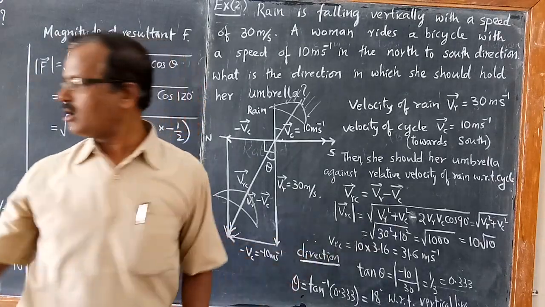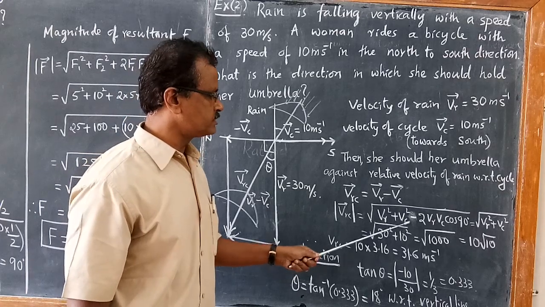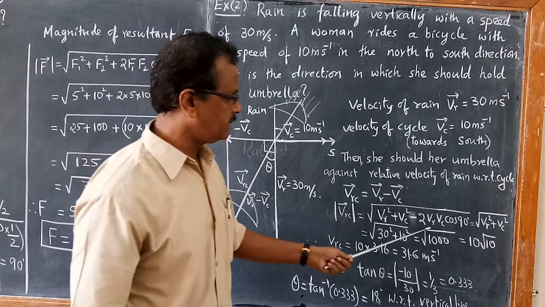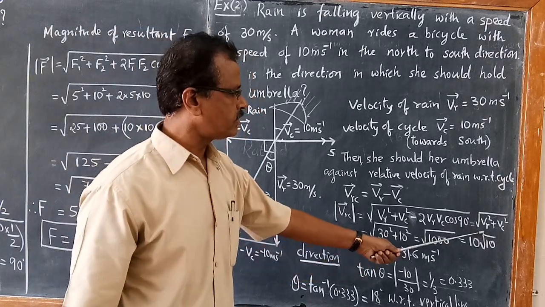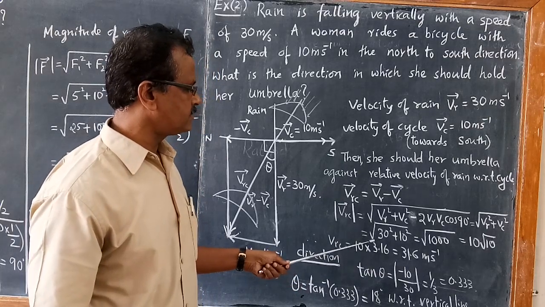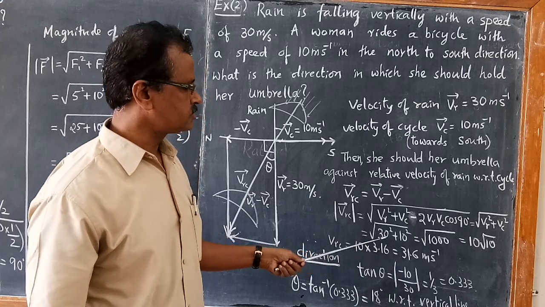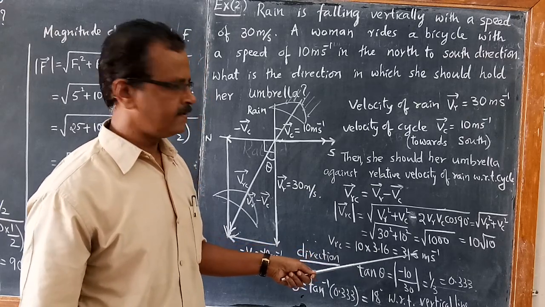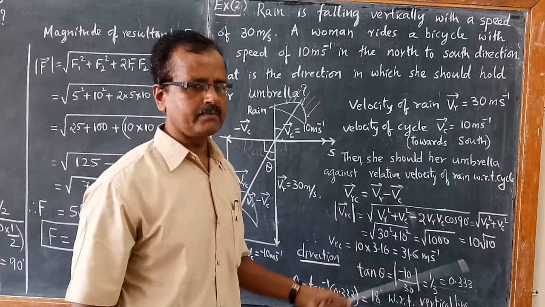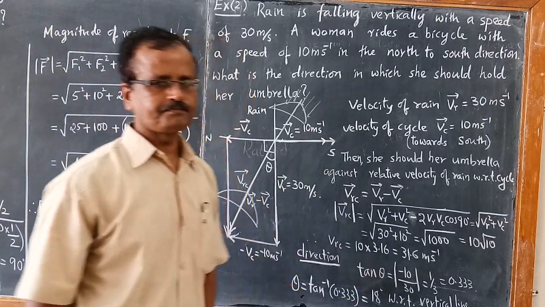If you use the law of cosines, we get VR square plus VC square minus 2 VR VC cos 90. Cos 90 is 0, so this entire term becomes 0. So you are left with the square root of VR square plus VC square, which becomes square root of 30 square plus 10 square. 30 square is 900, 10 square is 100. 900 plus 100 becomes 1000. So square root of 1000 can be written as square root of 100 into 10. So that becomes 10 root 10.